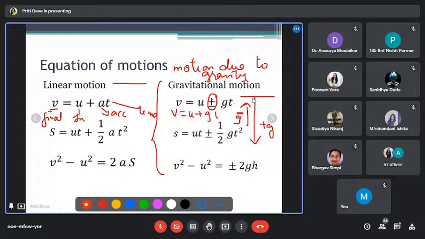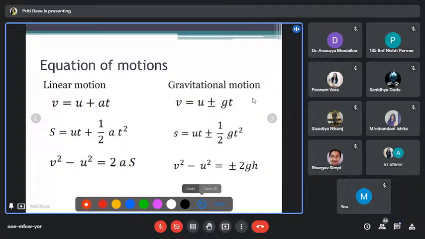Sorry, you use it as v is equal to u minus gt. And if the ball is coming down, or you throw it from a terrace, then the equation becomes v is equal to u plus gt. And so it is important that we remember that it could be plus or it could be minus depending upon the direction of gravitational force.